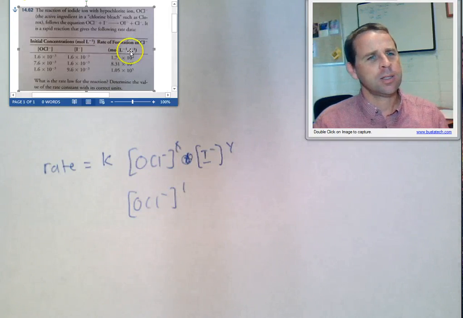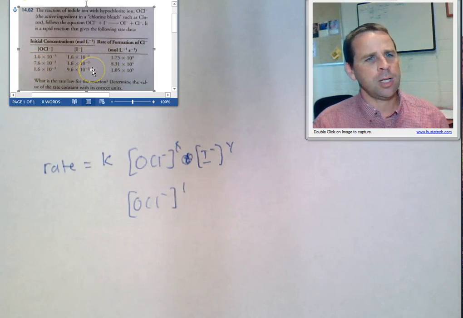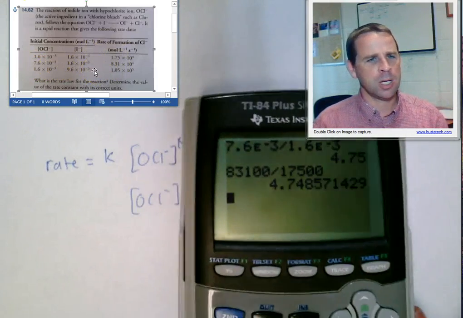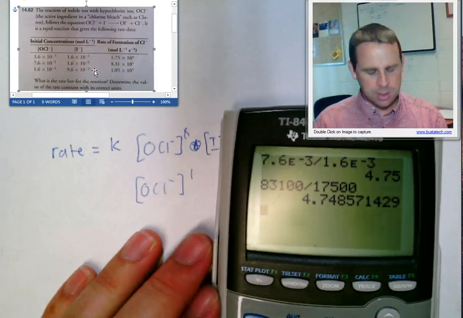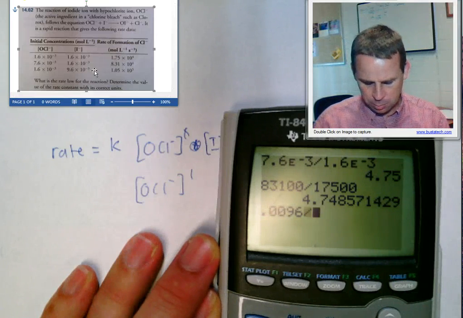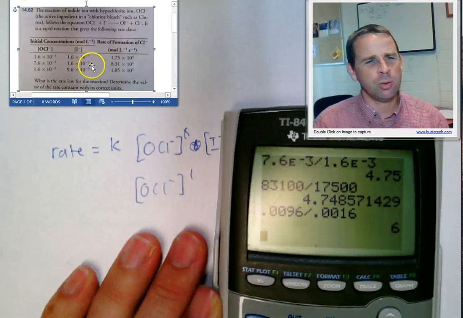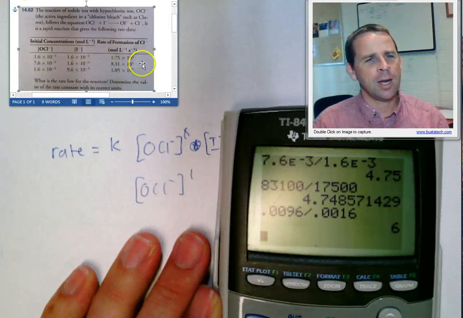All right, let's see how the iodide concentration adjusts the reaction. So we can compare which two, the first and the third. That's where we only change the iodide concentration. Let's see how much we increase the iodide concentration by taking that 9.6 times 10 to the minus 3 and dividing it by 1.6 times 10 to the minus 3. All right, so I increased the concentration 3-fold. Let's see how that affects the rate.